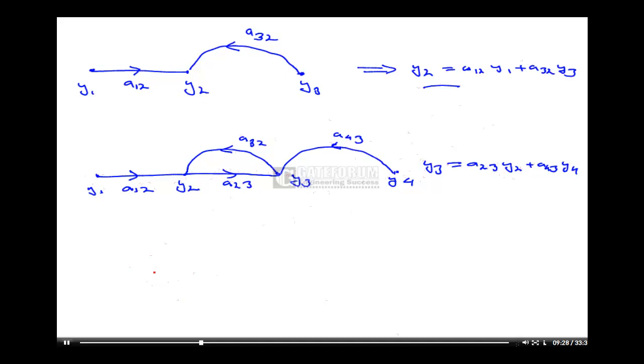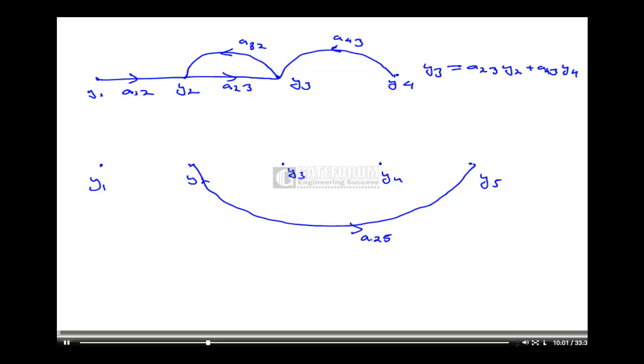Next, taking both the equations together, let this be point y1, this be point y2, this be point y3, y4, and lastly y5. y5 is a summation of two, y2 and y4. So from y2 I can take one branch to y5, multiplied by a25. Again, for getting y5 I need y4 also, so y4 can also reach there with a45. This is already there: a23, a32, a12, a43.